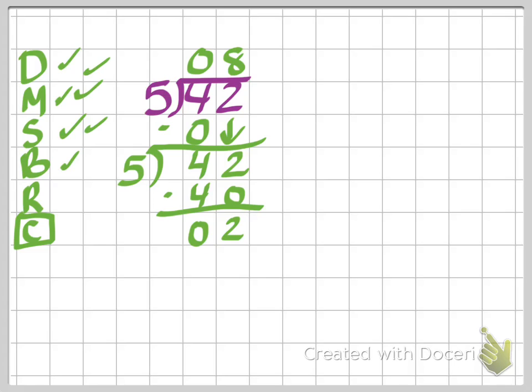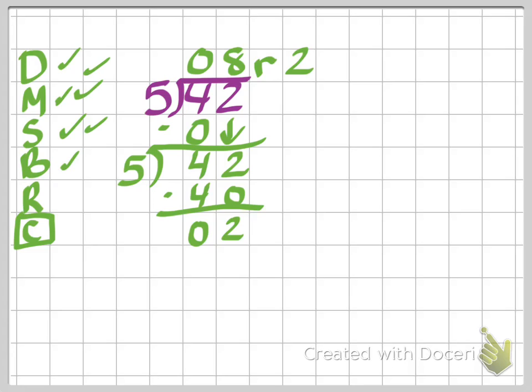So do we keep going or should we stop? Well, we're stopping because 2 is less than 5. We can't make groups of 5 anymore. So the R in this case does not stand for repeat. It actually stands for, good job, remainder.